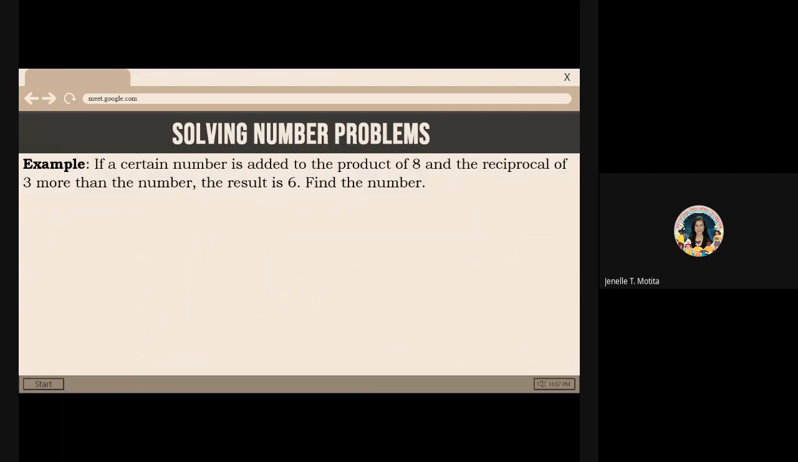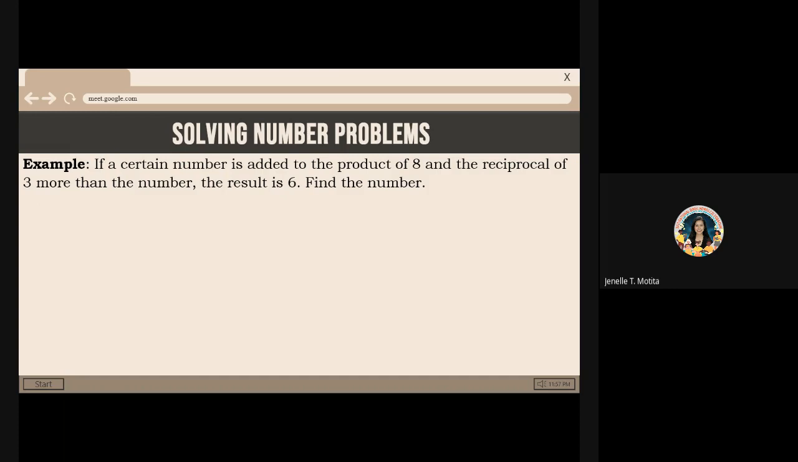Okay, so let's now have the second word problem. It's all about number problems. So this is how it goes. Example: if a certain number is added to the product of 8 and the reciprocal of 3 more than the number, the result is 6. Find the number. Diba? So, number problem. What is that number? Again, we need to understand the problem.